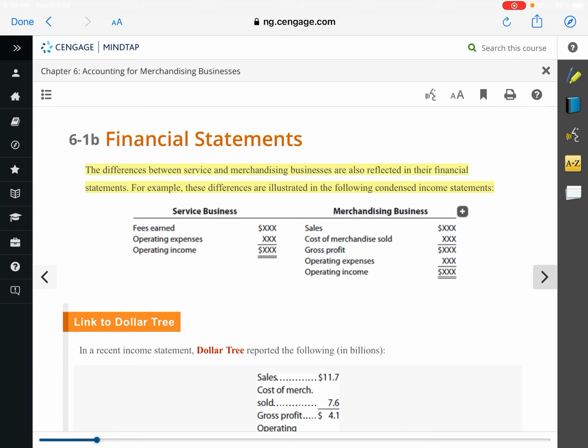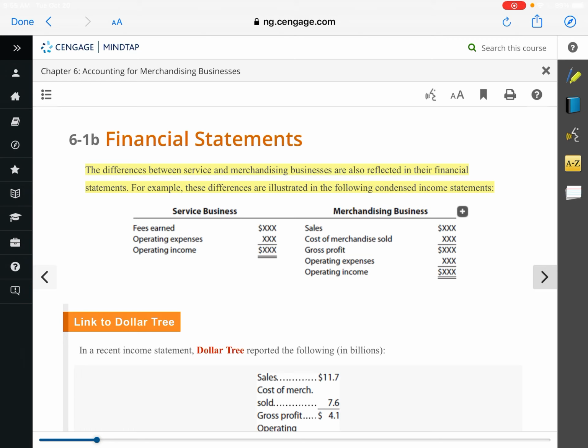All right? So why do we do that? Well, we want to look at gross profit for that item. So if you take sales minus cost of merchandise sold, that gives you gross profit for a particular item.